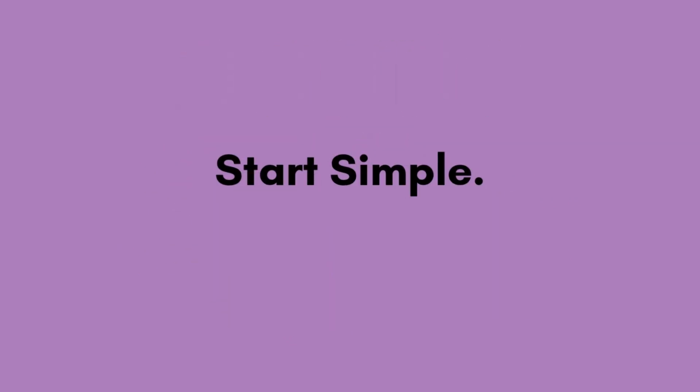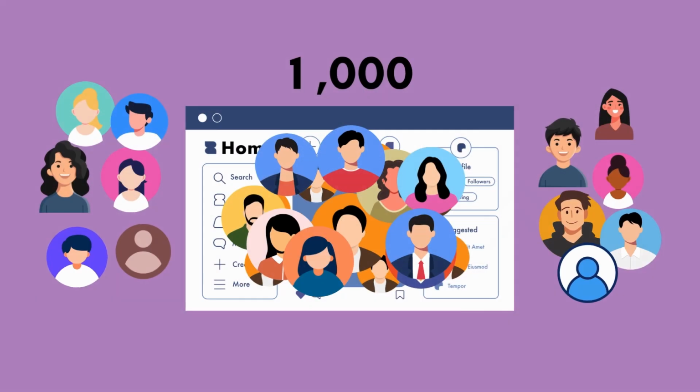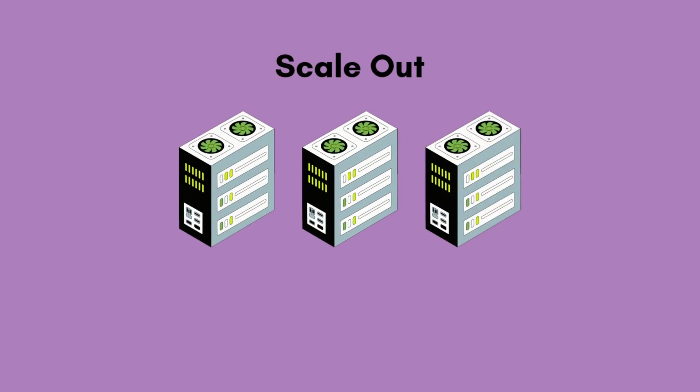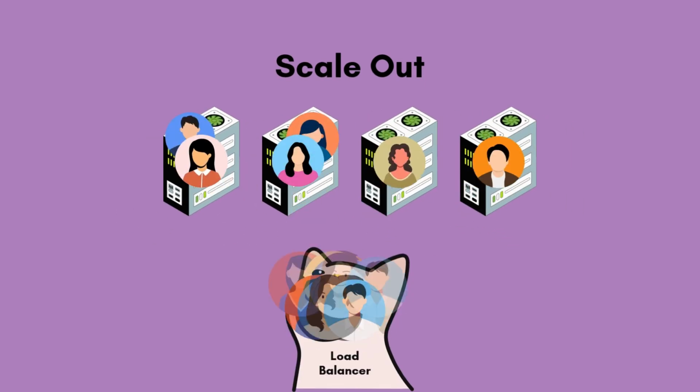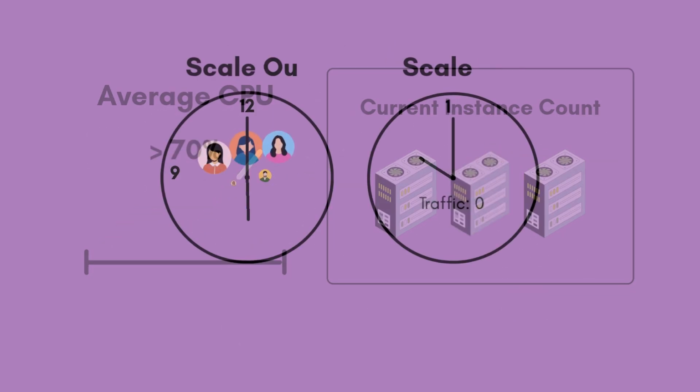Start simple. If one server is enough, use one server. When traffic grows, consider scaling up. When a single machine is no longer sufficient, scale out. Use load balancers, distributed storage, CDNs, and auto-scaling only when the business actually needs them.